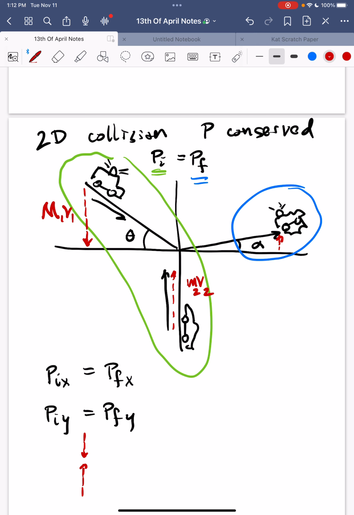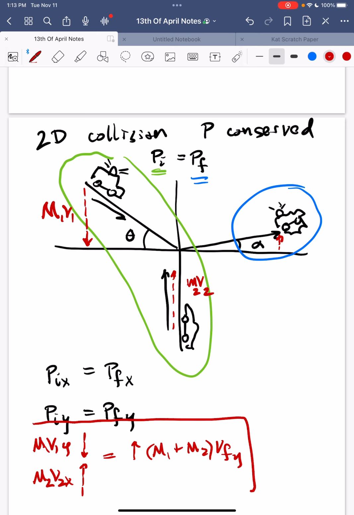And somehow when I add these two together, they have to equal this, okay? And this is twice the mass. So this is mass 1 plus mass 2 times some final velocity in the y direction. And this is going to be mass 1 times velocity 1 in the y direction. And this is going to be mass 2 times velocity 2 in the x direction. So this is all the y momentum right here, just graphically representing it, okay?